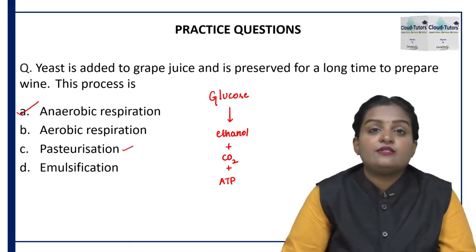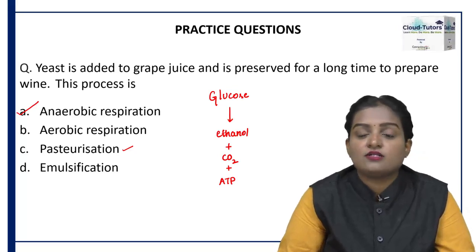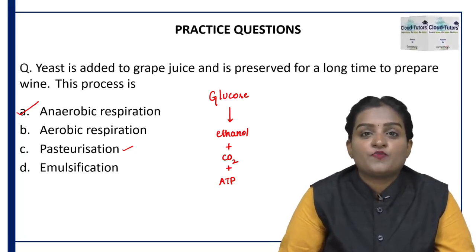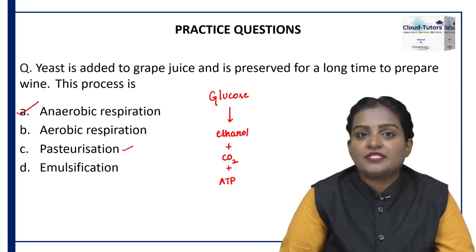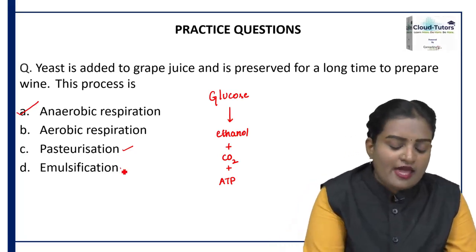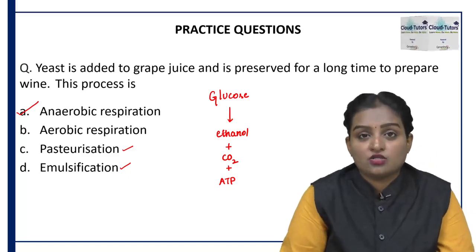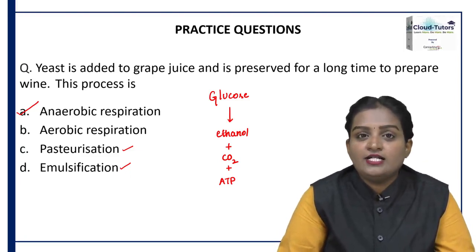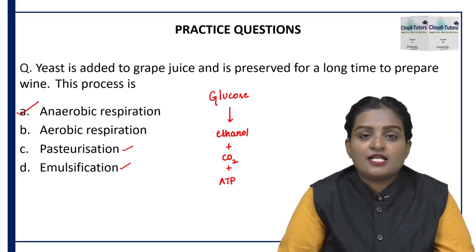Pasteurization is where the milk is heated and cooled down very rapidly to make sure that bacteria or microbes are killed, so milk can be preserved for longer duration. Emulsification we saw in nutrition chapter, where the fats are emulsified so that the fat digesting enzymes can act on it.